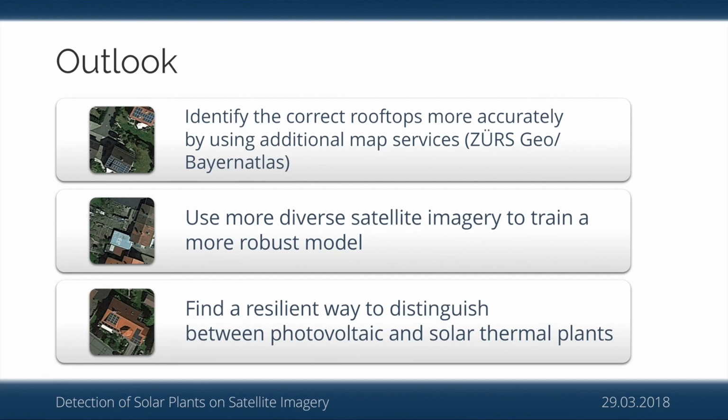Let's come to the outlook. When labeling the images, we noticed that sometimes there are several roofs on images. Therefore, by using additional map services like Zeus Geo or the Bayern Atlas, we could achieve better predictions. Then secondly, by using more diverse satellite imagery, we could build a more robust model.